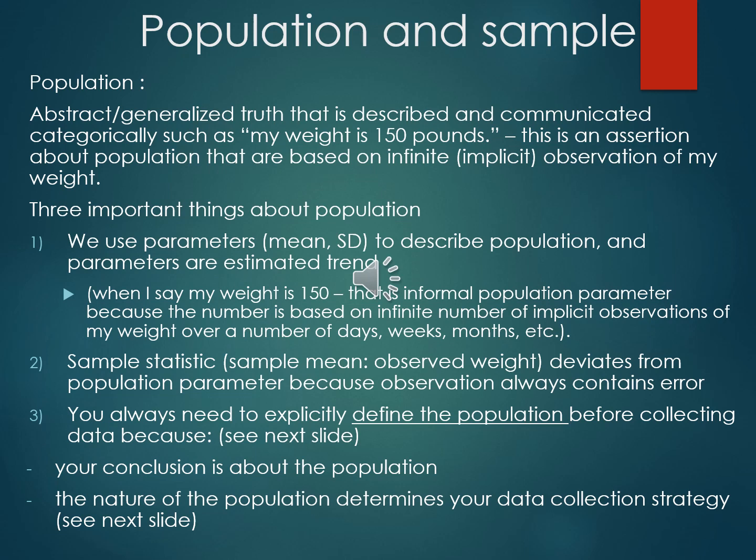Okay, next slide. What you really need to understand is that in your research, your conclusion is always about the population. Nobody is really interested in the sample itself. Sample is important to the extent it helps you to infer about the general trend, which can be categorically described as a simplified truth. So therefore, your conclusion is always about the population. And the nature of the population that you are interested in, therefore, determines how you collect your data.